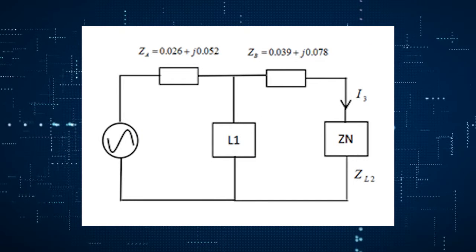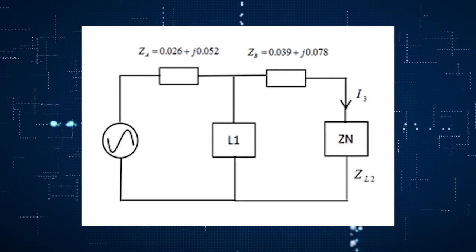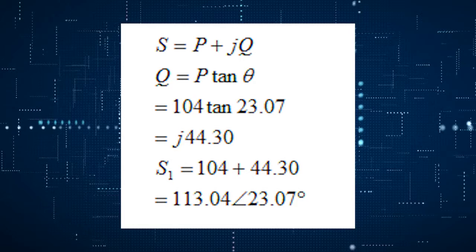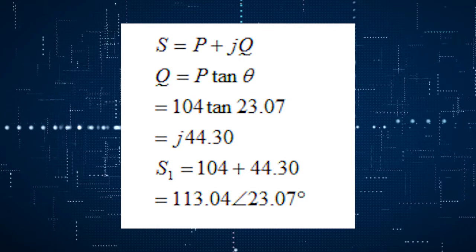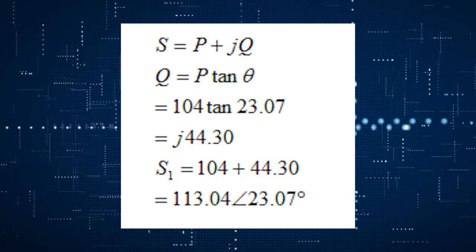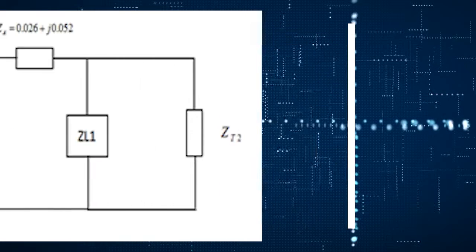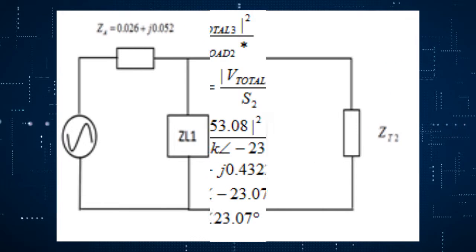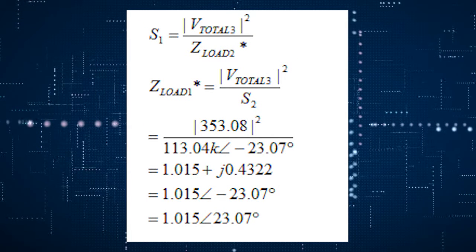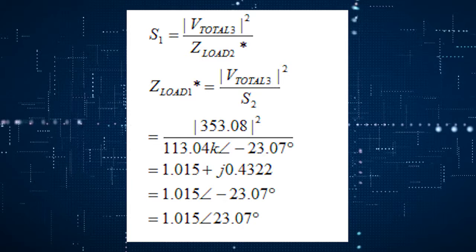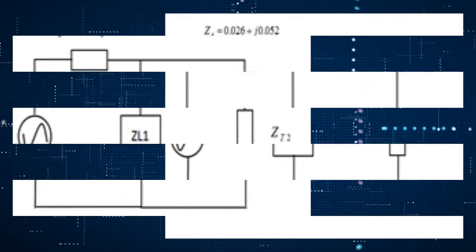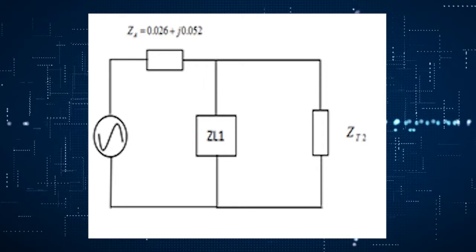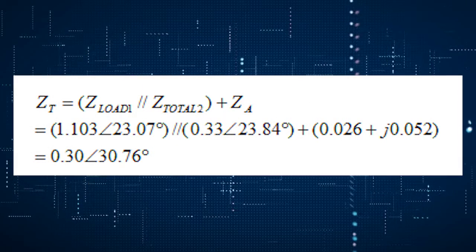Next, the step to find impedance at load 1 is the same as at load 2, since real power, which is P, and power factor have been given, same as load 2. For the total, we can use this circuit, and the formula is this.